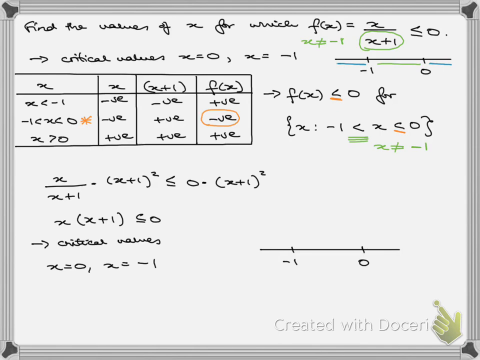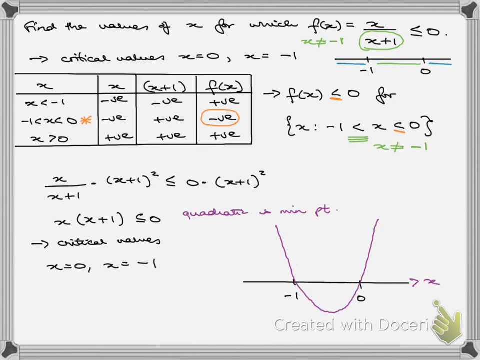Same critical values, 0 and negative 1. Drop those on a number line. It's a quadratic. There we go. The curve lies below the x-axis for the range of values of x between negative 1 and 0, but x can equal 0. It cannot equal negative 1. Solid circle, hollow circle. So I have the same solution. f of x is less than or equal to 0 for x lying between negative 1 exclusive and 0 inclusive.